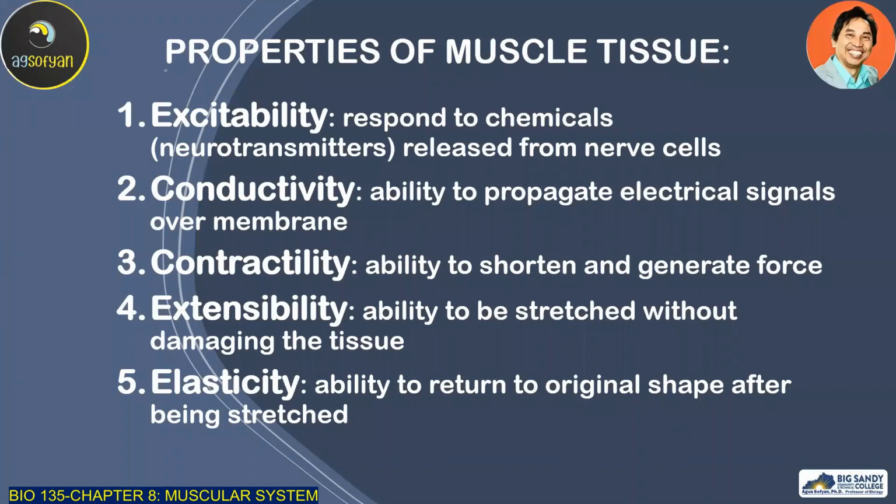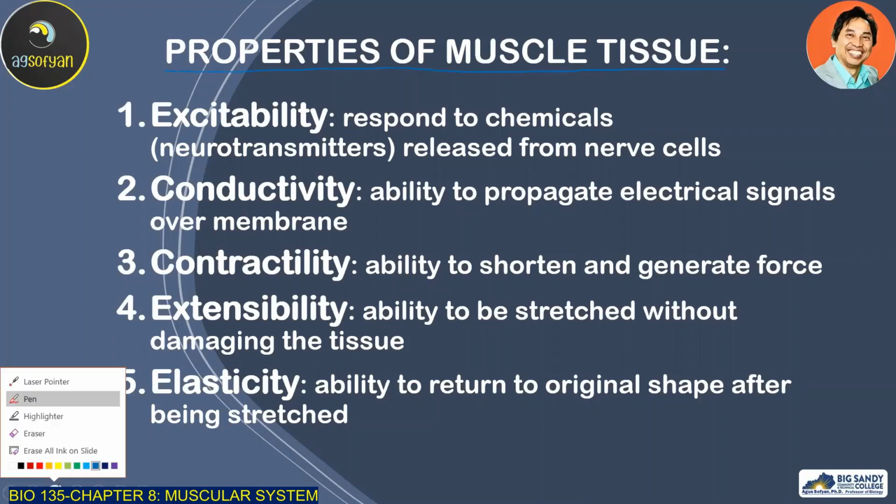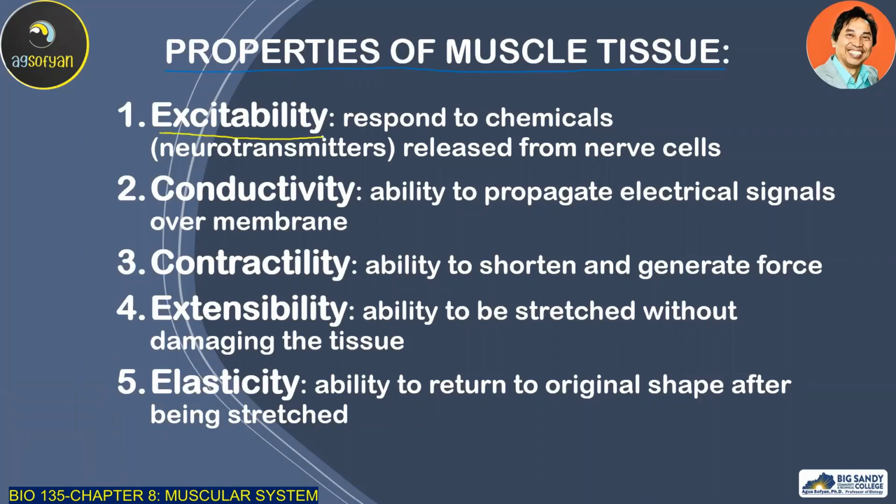Okay, these are the properties of muscle tissue. Every muscle tissue will have these properties. The first one is excitability. Excitability means that the muscle is able to respond to the chemical stimulus coming from the neurons, which is called the neurotransmitter. So the muscle will respond to the neurotransmitter that is released by our nervous system, our neuron.